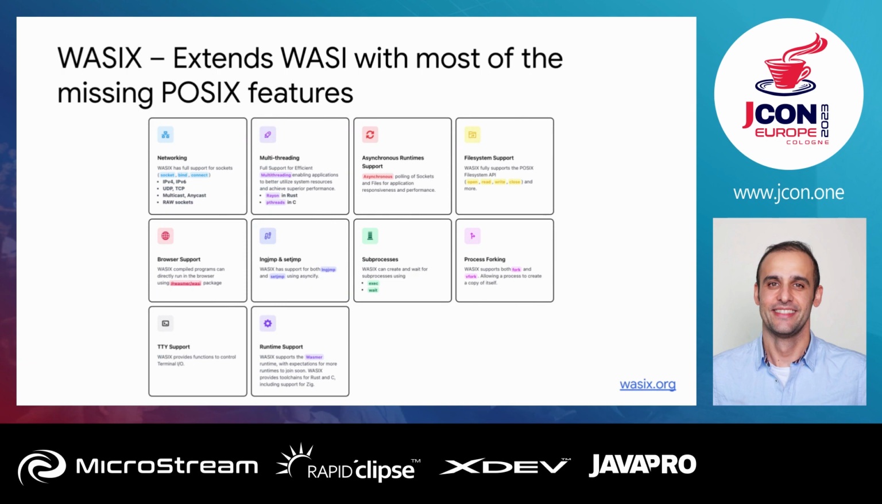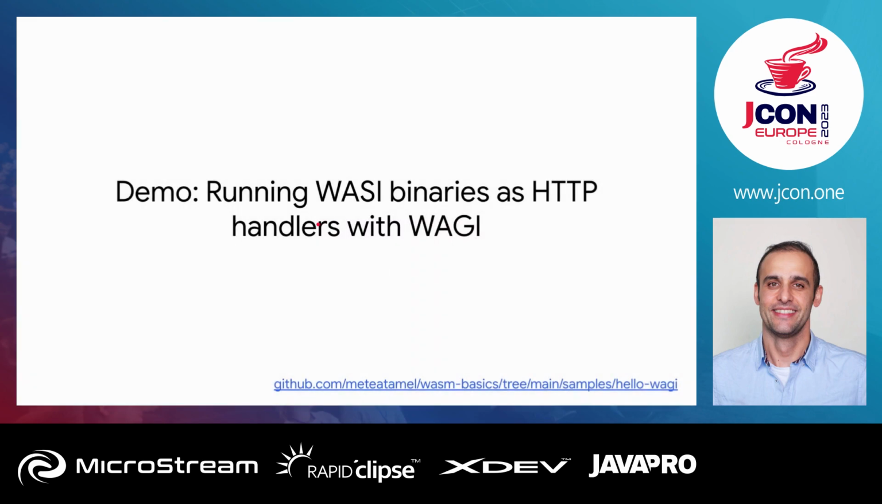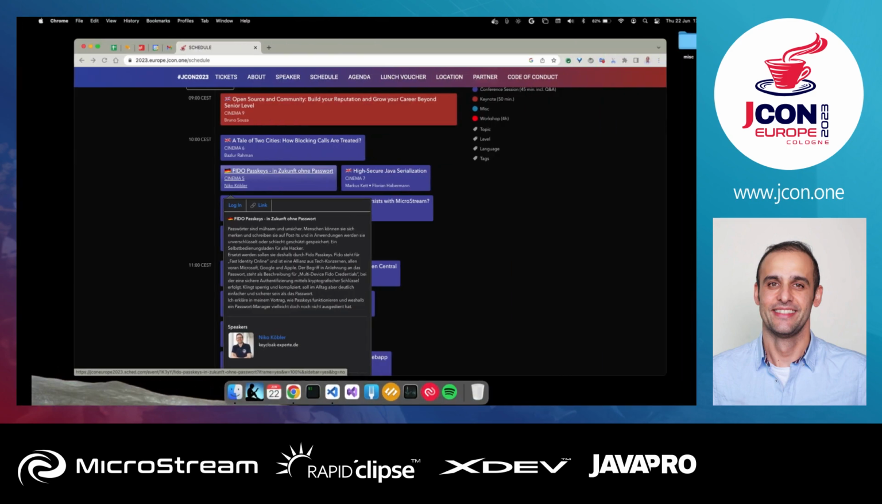And then there's this other project that came up recently, WASIX, that's trying to extend WASI with most of the missing POSIX features. And as I mentioned before, it's controversial because it's not part of the WASI spec. Maybe it will become standard, maybe not, but it's something to look into. It's only supported on the Wasmer runtime, so I haven't looked into it yet, but it's basically allowing more real-world applications with networking and multi-threading and so on and so forth. So it's something to definitely keep an eye on. All right, so now let's look into how to run WASI binaries as HTTP handlers with WAGI and see how that works.